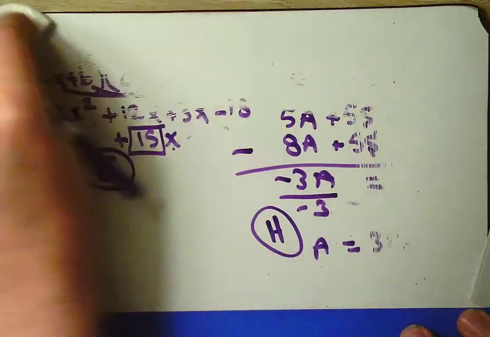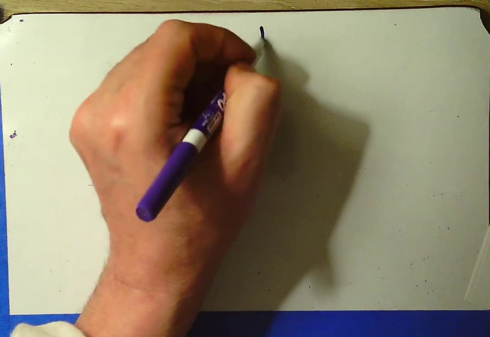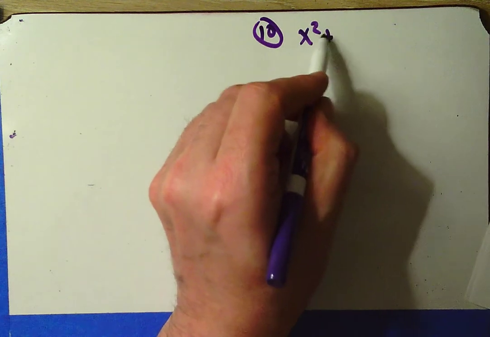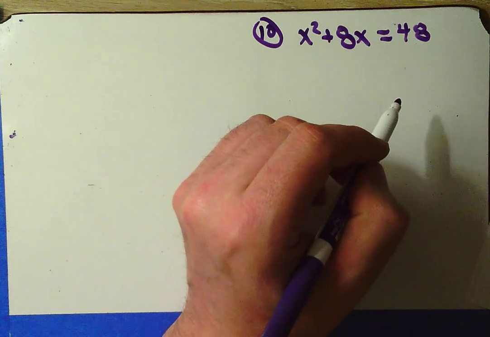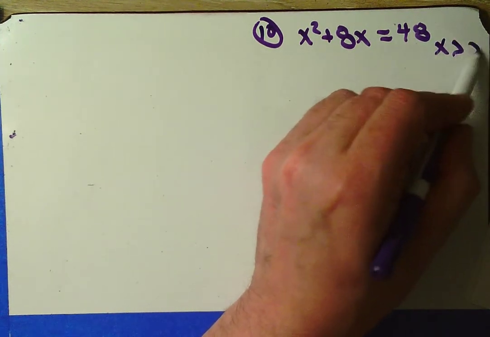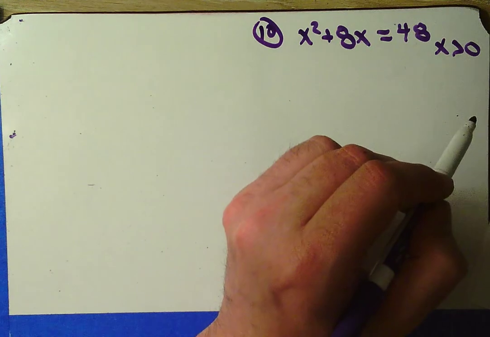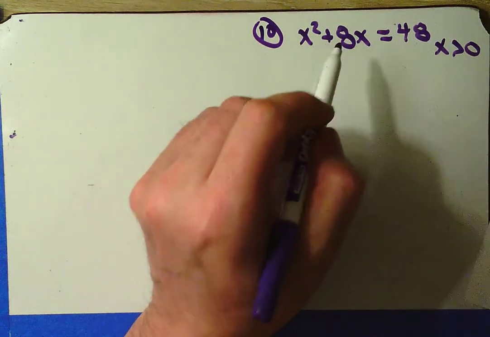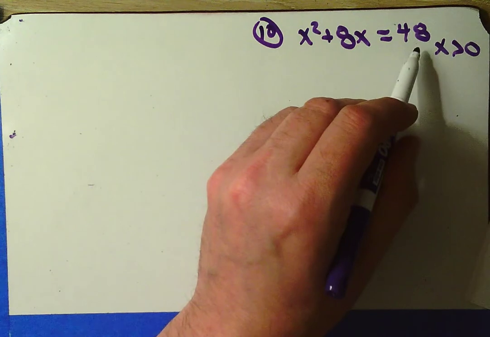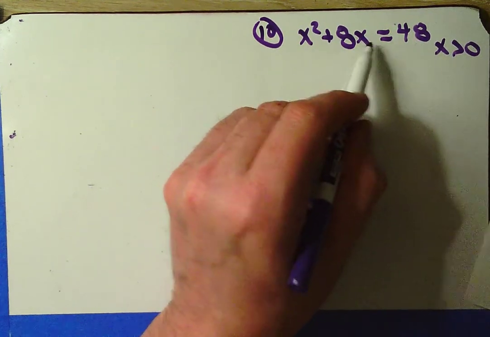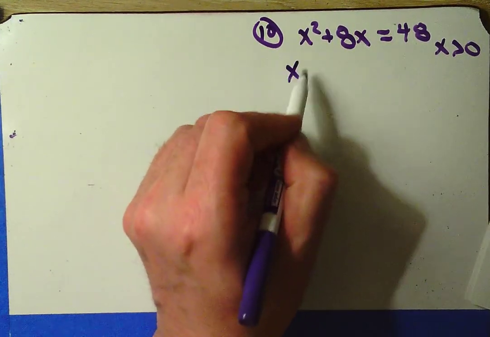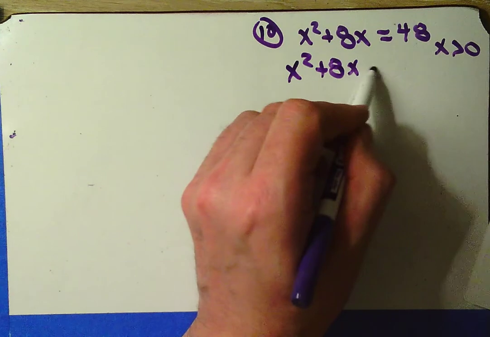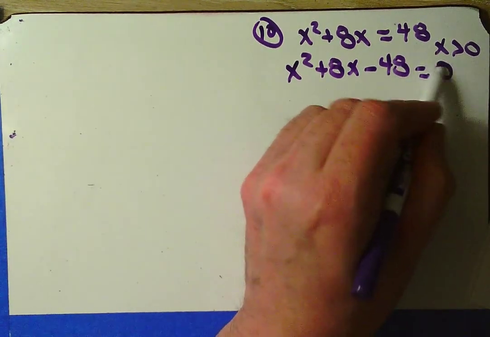Problem 10 looks like this. If x squared plus 8x equals 48, and x is greater than 0, that means my solution is positive, what is the value of x minus 5? Well, again, please don't factor this and set each factor equal to 48. Instead, move the 48 over so that this quadratic equation can be set equal to 0. X squared plus 8x minus 48 equals 0.